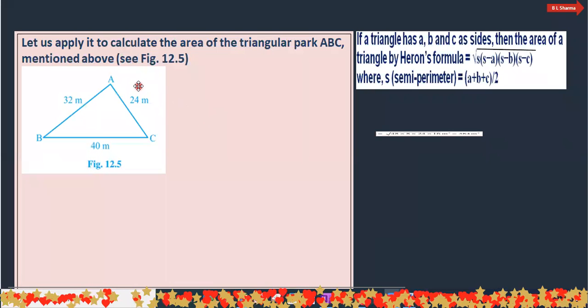So let us discuss an example here. Find out the area of the triangle ABC, in which AB is 32 meter, BC is 40 meter, and AC is 24 meter. Here all three sides are given. So we have to find out the area of this triangle ABC using Heron's formula.